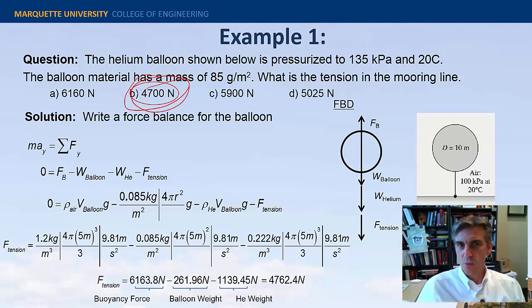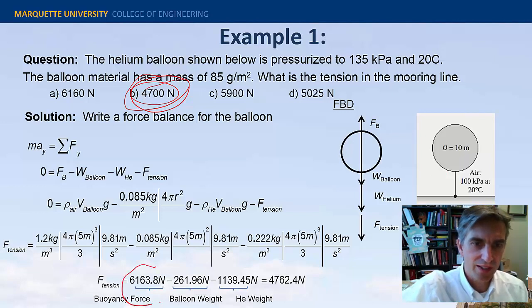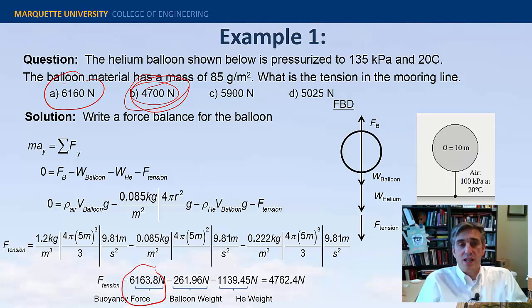But notice the wrong answers and how deceptive this is. If I had just assumed that the buoyancy force was equal to the mooring force, or this tension, the buoyancy force is this guy right here, 6,100. So I would have picked that. I'd have gotten the wrong answer. I would have said, hey, there's my answer, and it's wrong.